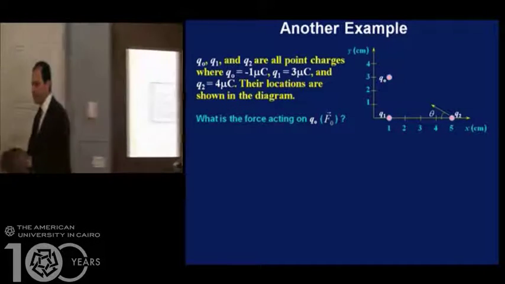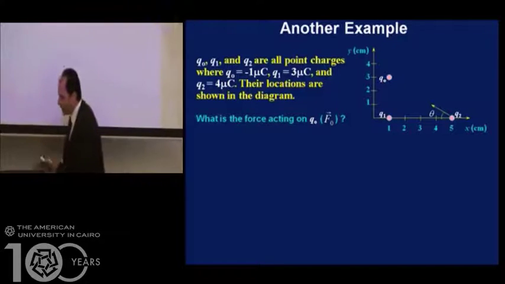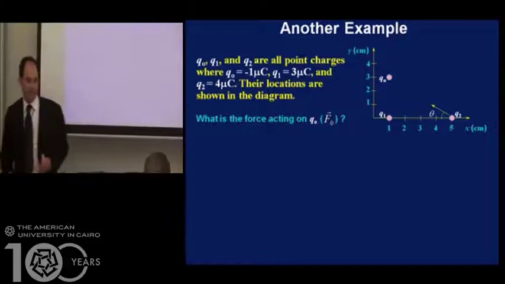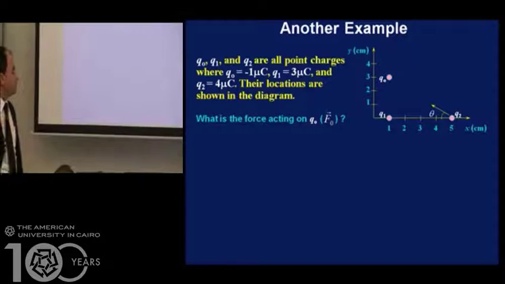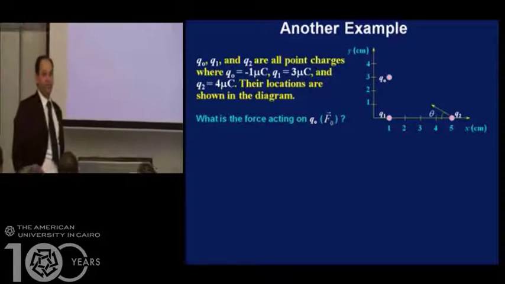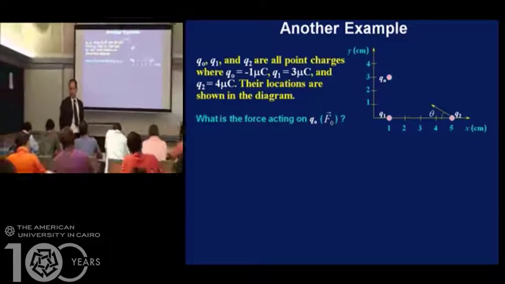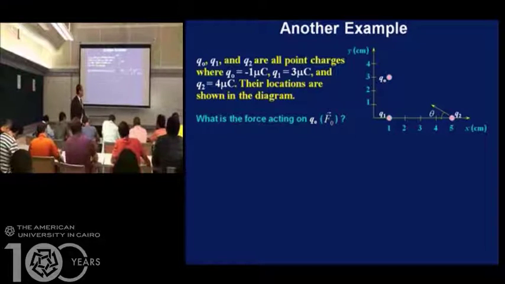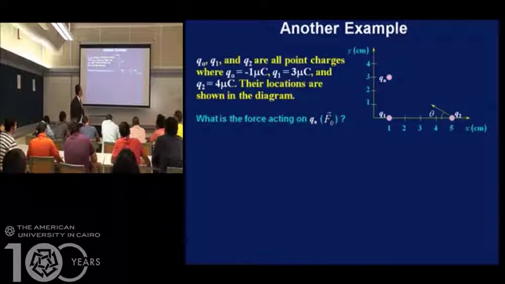But I didn't really need you to get the final answer. I just want to see if you can get the vector form at least in a correct way. The vectorial form for the force. We need the force on Q0. Oh, sorry, I'm on Q0. On Q0.